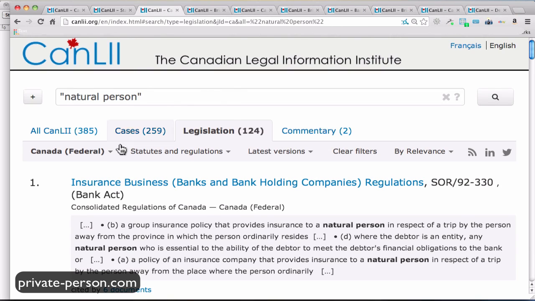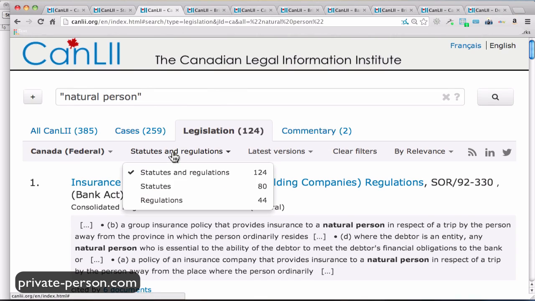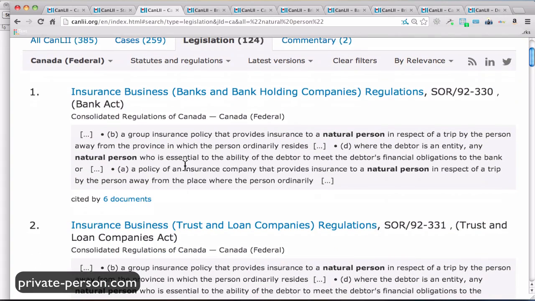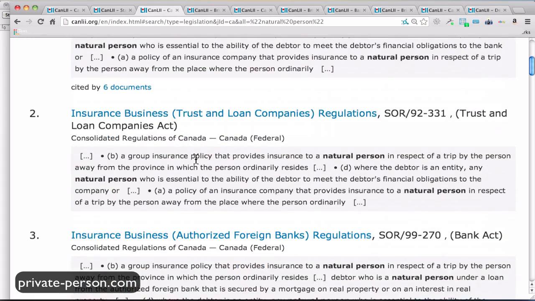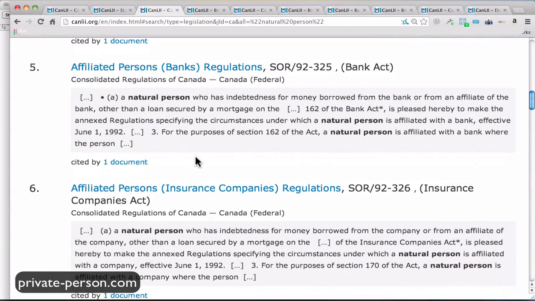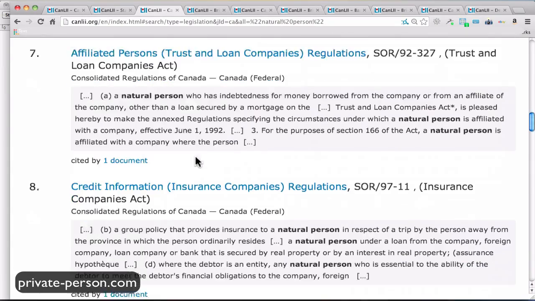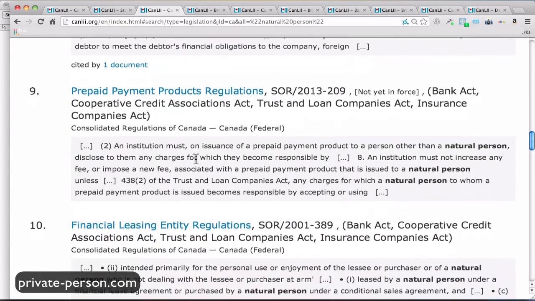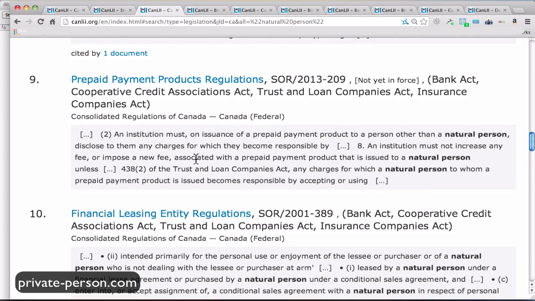Again, we're going back to the federal statutes and regulations. Under 80 statutes and 44 regulations, the term natural person is used. And as you can see, we did this just a little bit the other day. The term natural person is used multiple times, lots of it with insurance, affiliate banking regulation, insurance, trust and loan, insurance, prepaid products regulation. The institution must, on issuance of a prepaid payment product to a person other than a natural person. So you see, a person is not always the same thing as a natural person. There's a distinction, a separation here. A person other than a natural person.